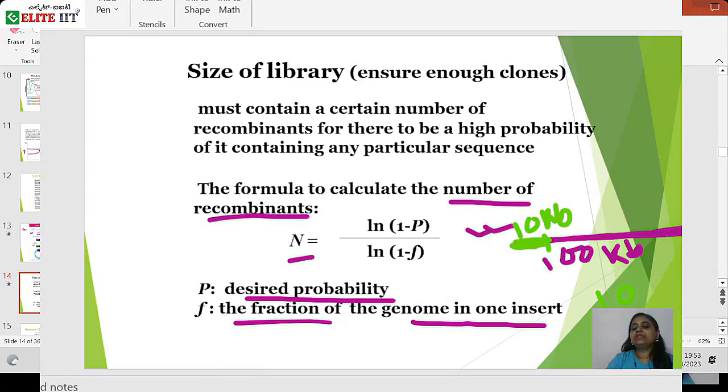Okay. So it will be 10 by 100. In this way, you just remember the formula: N is equal to ln(1 minus P) divided by ln(1 minus f), where P is the desired probability and f is the fraction of the genome in one insert.